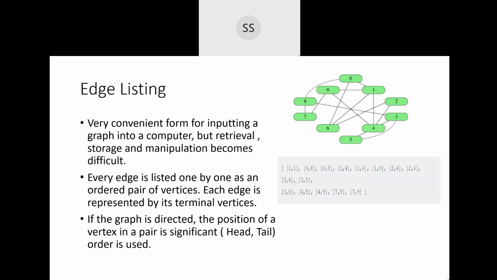Next, we are going to study the third type, that is what we call an edge listing. The third type we are going to study is edge listing. Edge listing is a very convenient form for inputting a graph into a computer. But the retrieval, storage and manipulation becomes difficult.